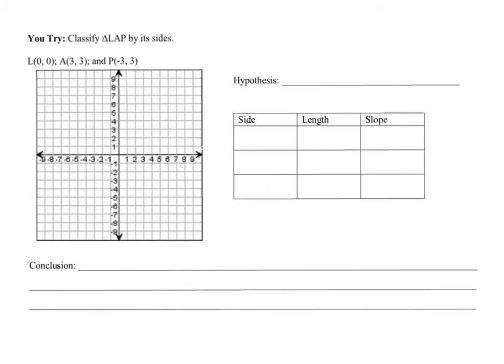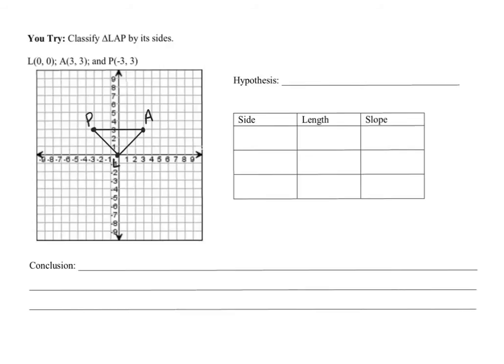Now let's try another one. So we're going to classify triangle LAP by its sides and look to see if we can find any slopes that are opposite reciprocals to see if it's a right triangle. Take a moment and go ahead and plot triangle LAP on your graph. Now that you have the triangle on your graph, go ahead and make a hypothesis about what kind of triangle you think this is. I always like to start out by trying to find the slopes.